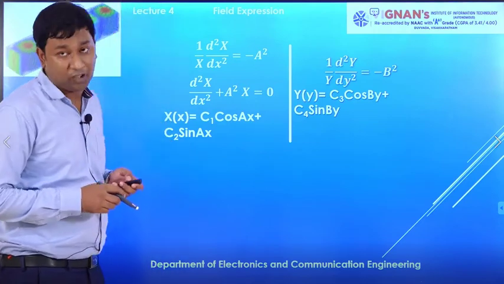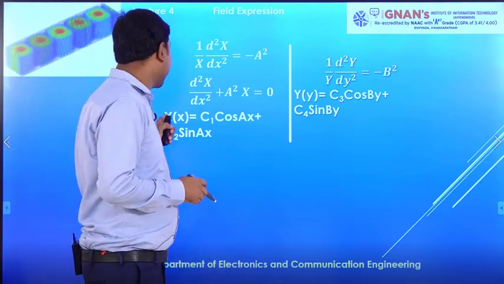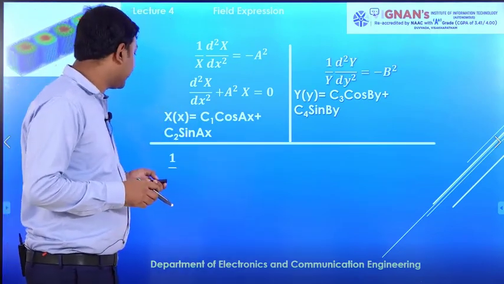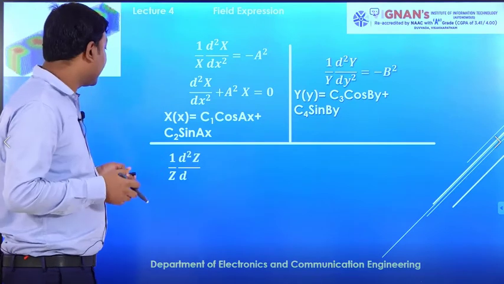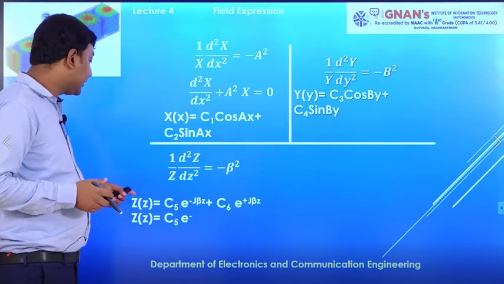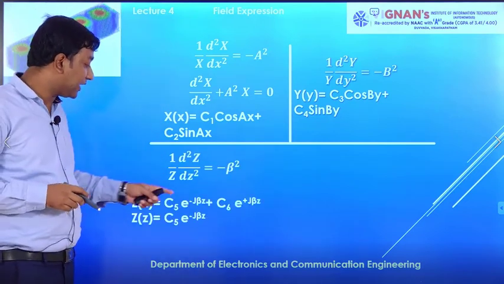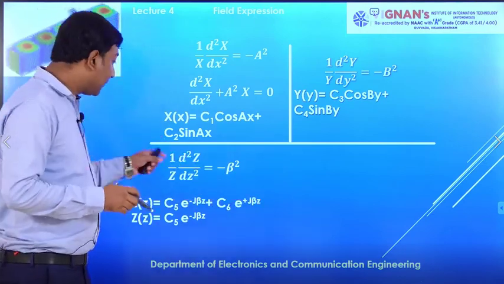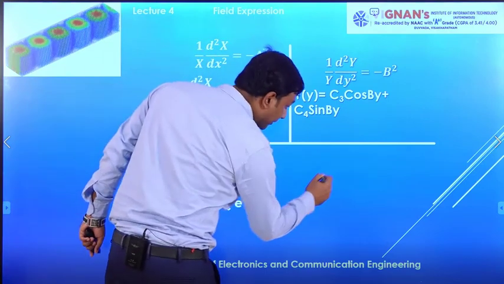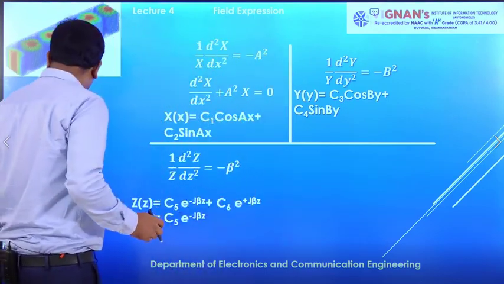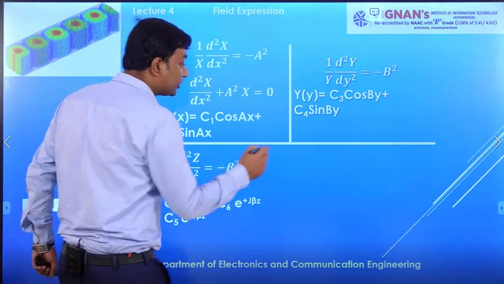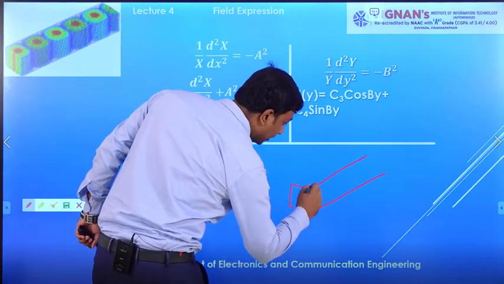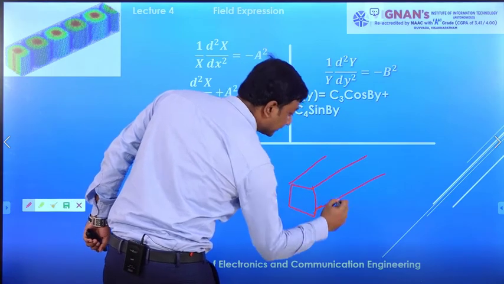Now coming to the z component. The y component and x component have cos and sin variation, but the z component has the variation of phase. So the equation becomes Z of z equal to c5 e to the power minus j beta z plus c6 e to the power j beta z. But we are considering the wave propagating through a conductor in the positive z direction.